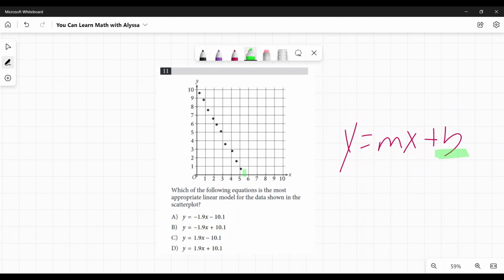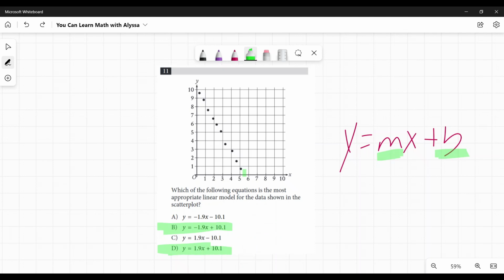This represents the y-intercept. This represents the slope. So what's my y-intercept? It's where it crosses the y-axis. Is it crossing at positive 10.1 or negative 10.1? If we're above 0, we're heading toward the positive. This is positive 10.1. So already I know it's either B or D because those are the only two that have that positive 10.1 as the y-intercept.